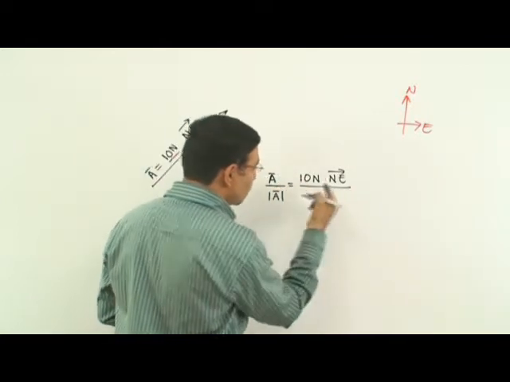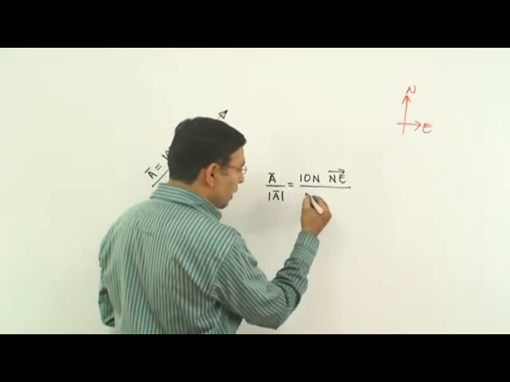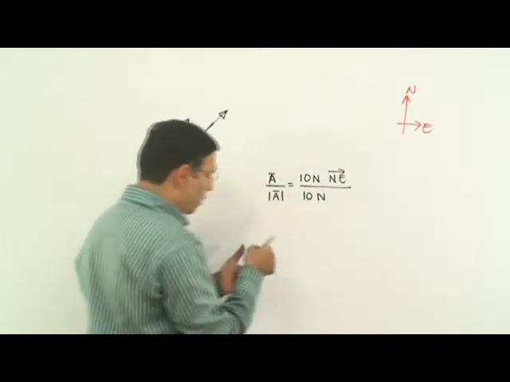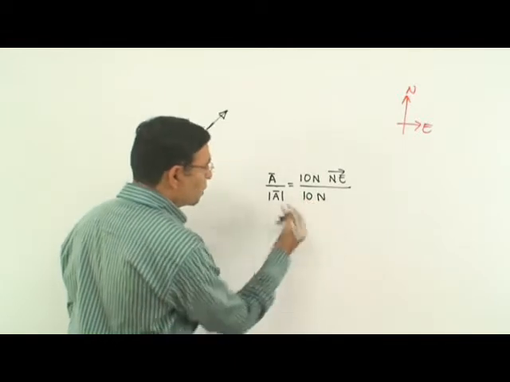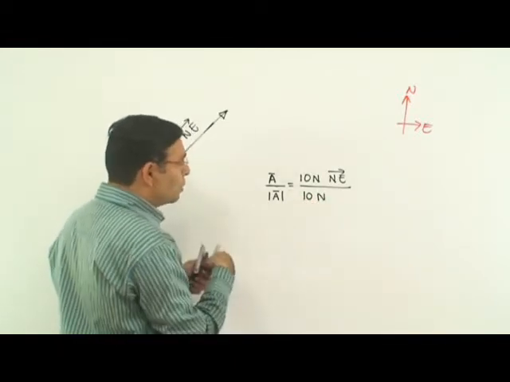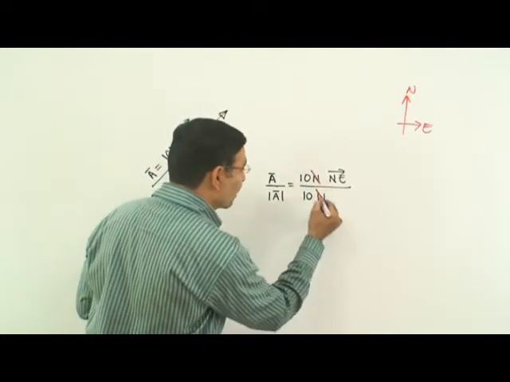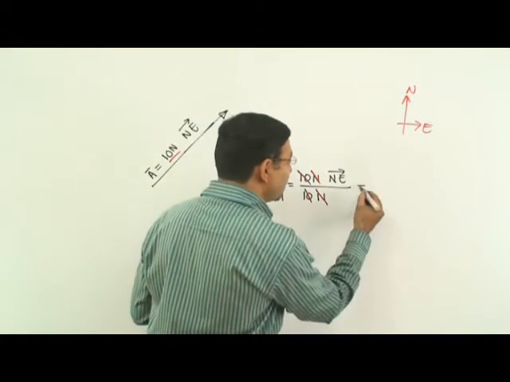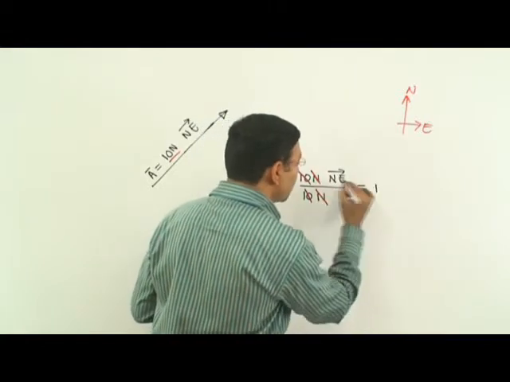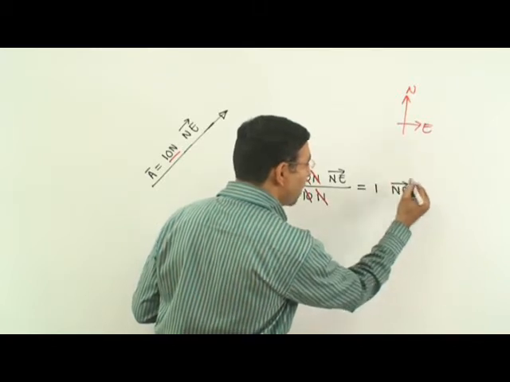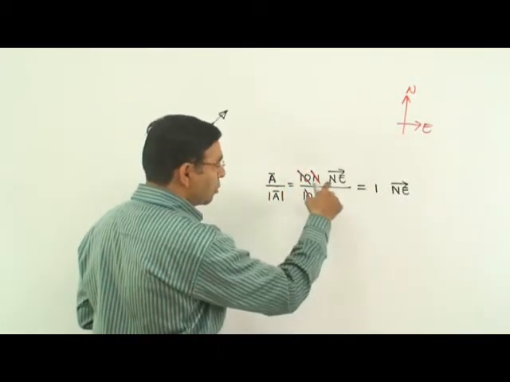See, this is vector A divided by its magnitude. Magnitude mod A is what? 10 Newton. Mind you, number and associated unit. Number and unit together is magnitude. Mod A is 10 Newton. This is direction. Now when you do this, what is happening is Newton cancels out, 10 cancels out. What is left is just 1 towards northeast. Mind you, only direction is remaining, which is the same as the direction of vector A.